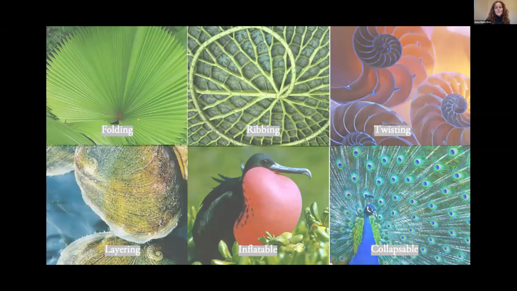And there are methods in nature for creating shape, such as folding, in plants for planar surfaces like the Australian fan palm, ribbing such as the Amazon water lily with a stiff underside, twisting, shells, and even tree trunks use vaulting for stiffness. Layering: abalone shells also use layers of hard and soft discs to stop cracks from propagating. Inflating, like the frigate bird's throat pouch that carries food, and collapsing. Peacocks have these fantastic, deployable, collapsible tails of feathers that expand and contract so elegantly.